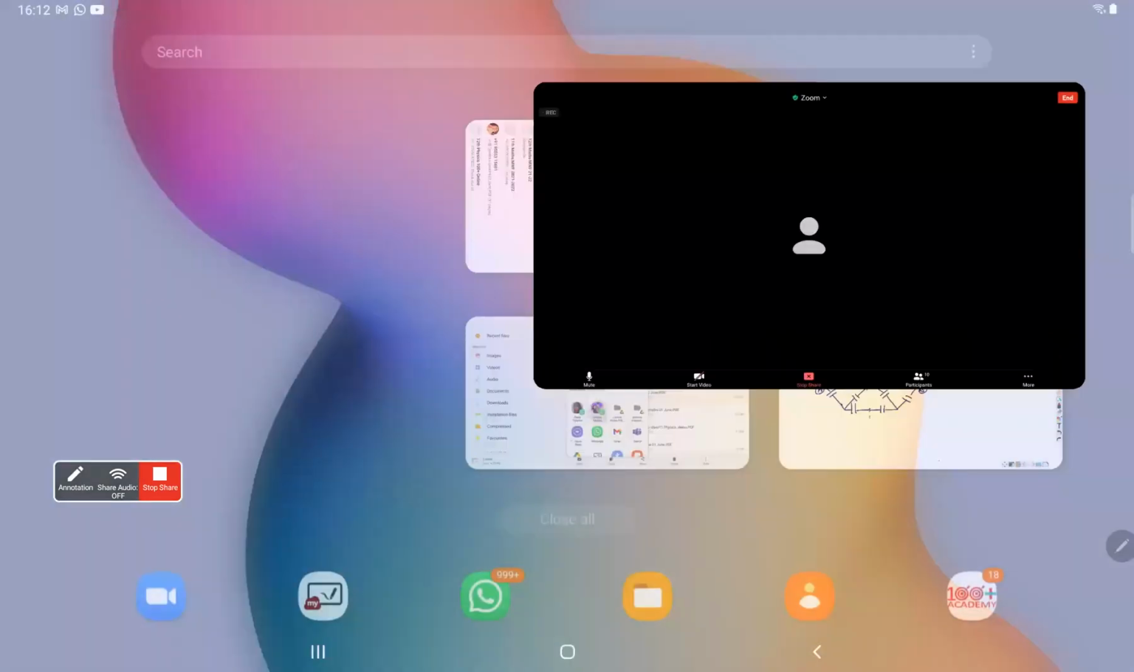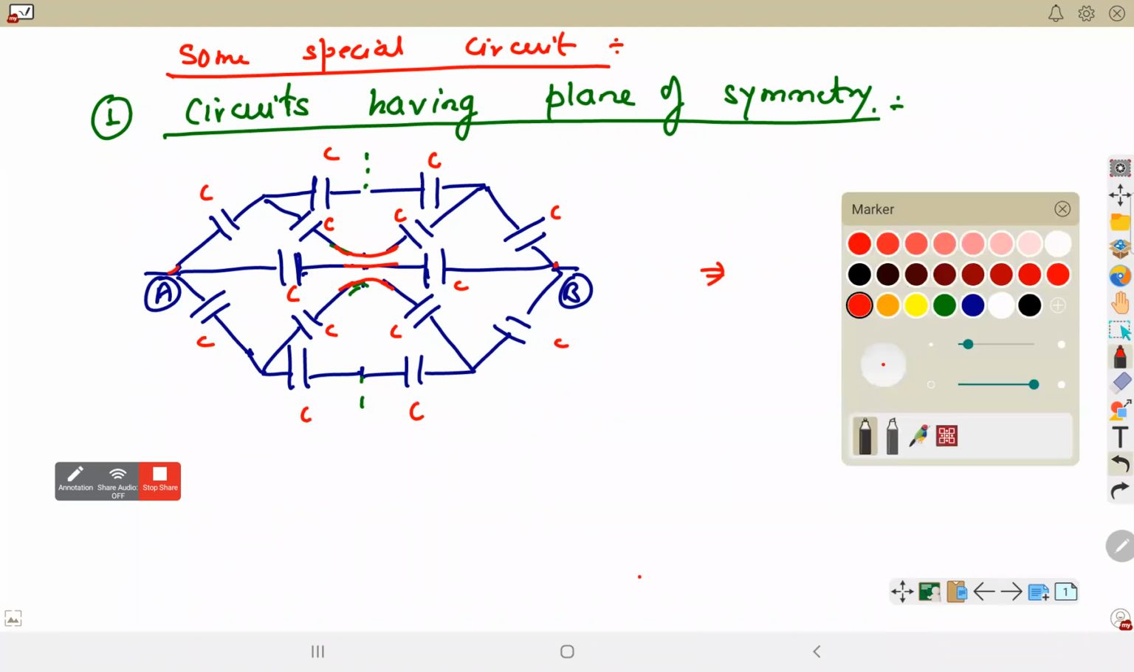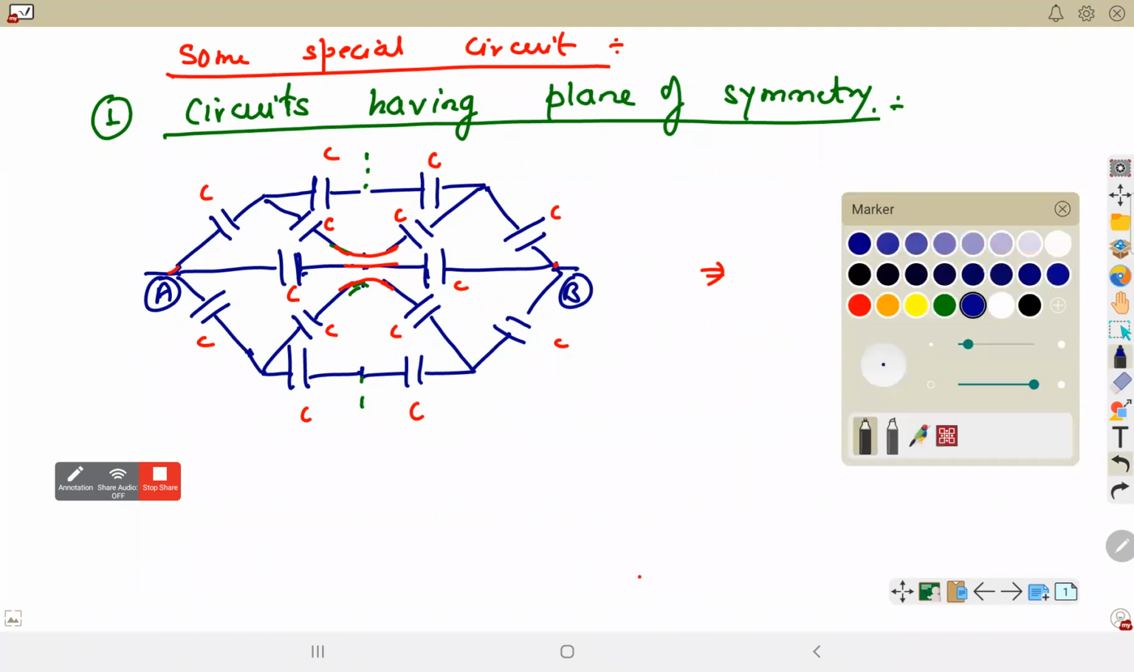What is the value of equivalent capacitance? Rahul, what's the answer? 5/6C. How much? 5/6C. Rahul? Yes sir, 1 second. Sir, मैं solve ही कर रहा हूँ. ये C और C ऊपर वाले सीरीज में C/2.